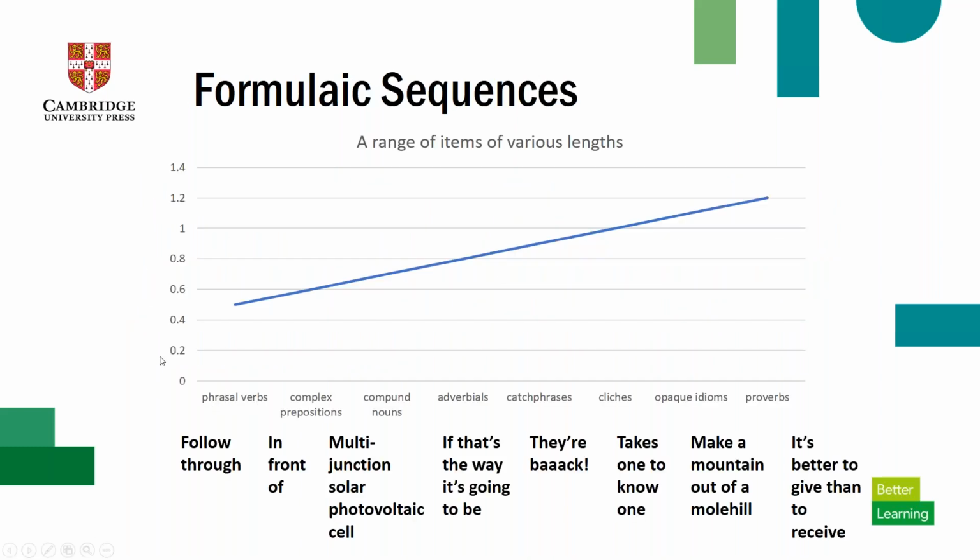Now, formulaic sequences, I've got a blue line here that goes from low to high just to show a rough increase in length, because formulaic sequences can be short, as in the phrasal verb follow through, and then maybe getting a little bit longer with complex prepositions like in front of, then on to compound nouns, which are usually short, but they can get pretty long. Multi-junction, solar, photovoltaic cell, well, but that's all one vocabulary item. That's not multi plus junction plus solar plus photovoltaic plus cell. That's one vocabulary item.